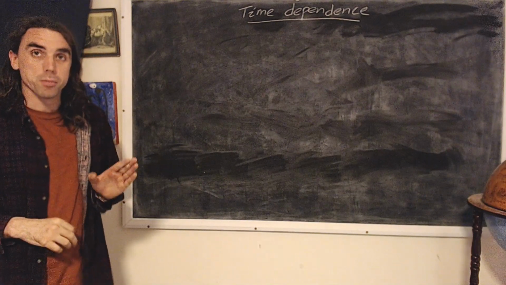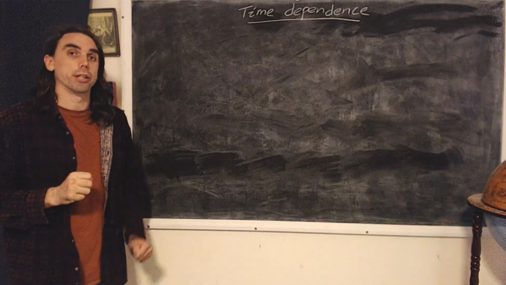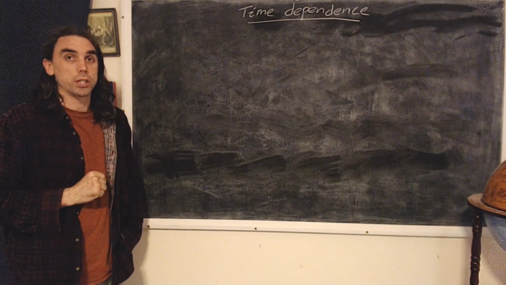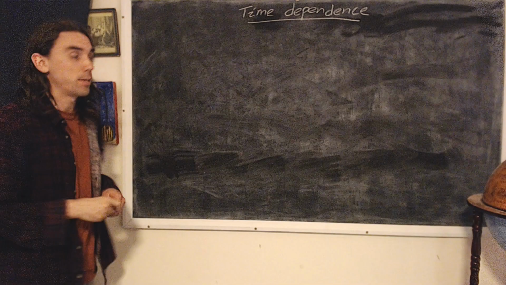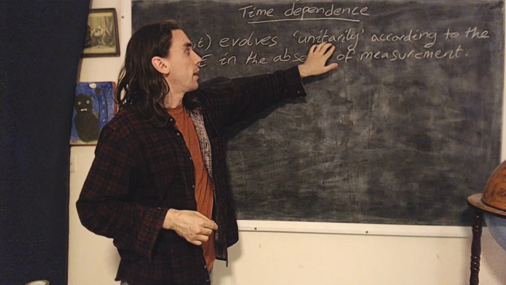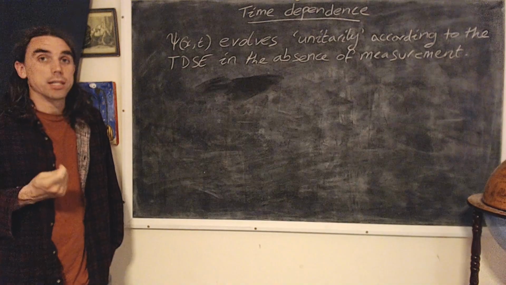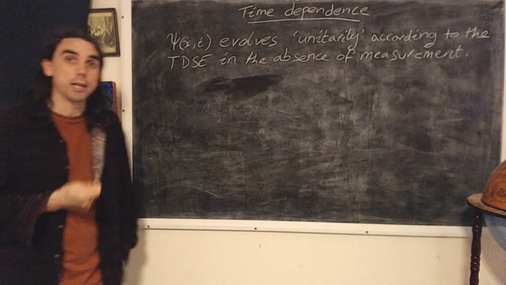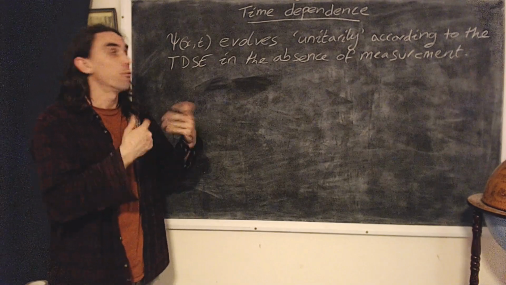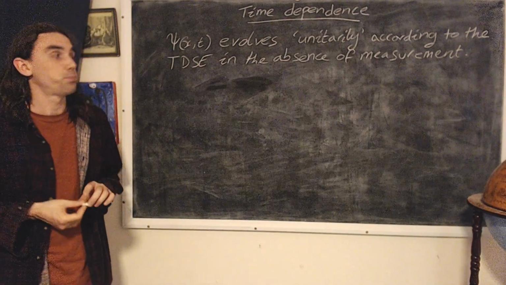In the absence of measurement, the time dependence of a state is dictated entirely by the time-dependent Schrödinger equation. So we have that the state psi evolves unitarily according to the time-dependent Schrödinger equation in the absence of measurement. The word unitarily here, we'll see in more detail what this means later on in the course, but for now all we need to know is that a unitary evolution of the wave function simply preserves the normalization. If you start with a normalized wave function, which you must for a physical state, it remains normalized for all subsequent times, and this is built into the Schrödinger equation.